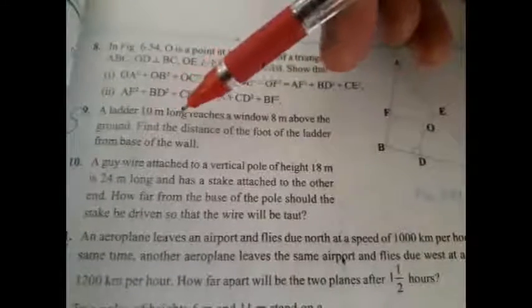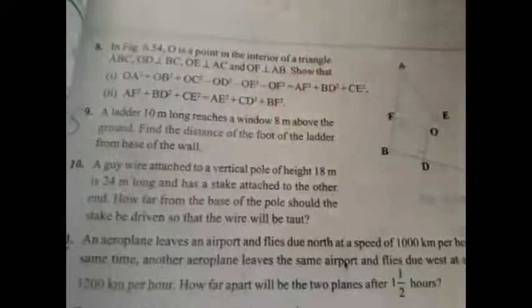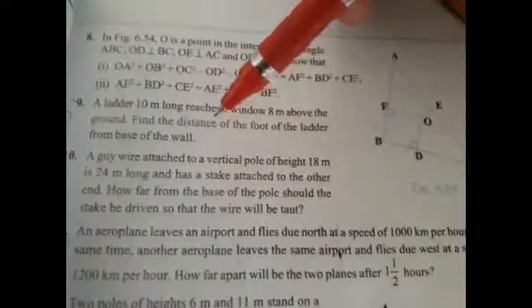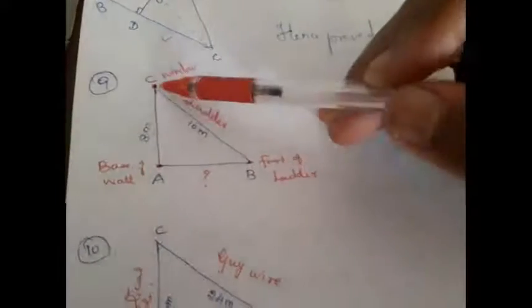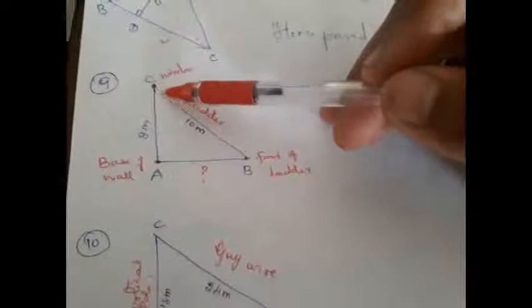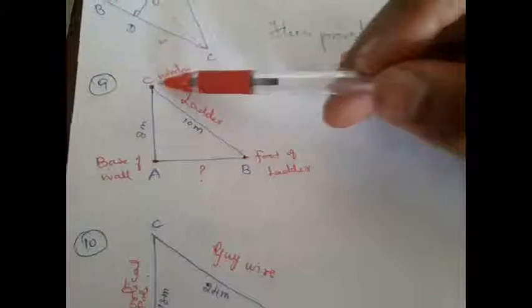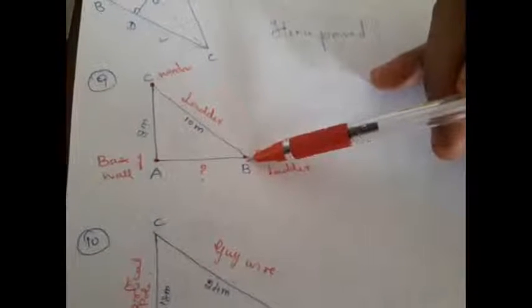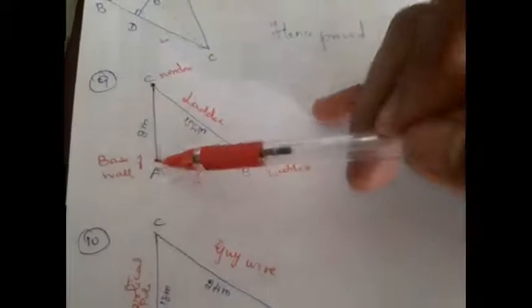Now see the next question, 9th one. A ladder 10 meter long reaches a window 8 meter above the ground. Find the distance of the foot of the ladder from the base of the wall. So it's a very easy and direct application of Pythagoras theorem. What is given? There is a ladder placed on the window in a slanting way, right? So this is the window above the base of the wall. The window is 8 meter above the ground, and the ladder is 10 meter long. They asked you to find the distance of the foot of the ladder from the base of the wall.